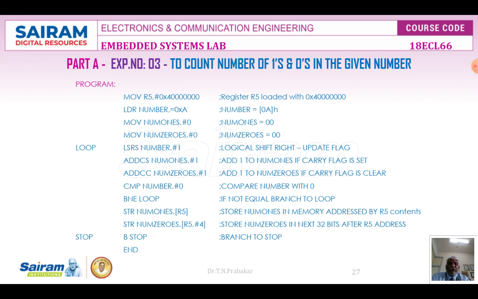Suppose the carry flag is not set, then that shows there is a 0 available there. In that case, ADDCC is again a conditional add statement, and num zeros will be added with num zeros plus 1 if the carry flag is cleared. That is, if there is no carry flag, that shows the value is 0. So that is added to num zeros.